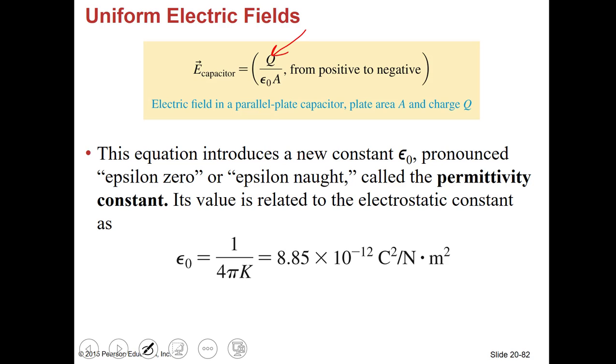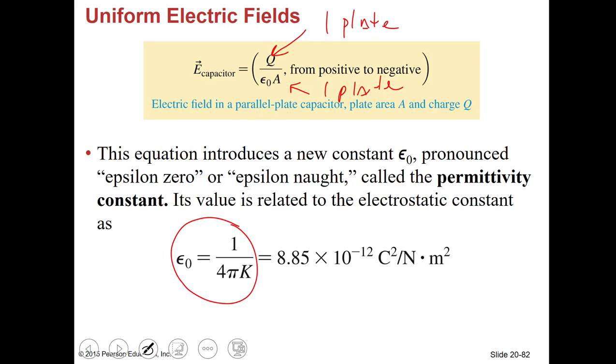So Q is the magnitude of charge on one plate. I'll just put one plate. You don't add them together or anything like that. A is the area of one plate. And epsilon naught, that's how it's pronounced, epsilon naught, is the permittivity constant, and it's equal to 1 over 4 pi k. So you could actually write that in terms of k if you wanted to, the electric field strength.